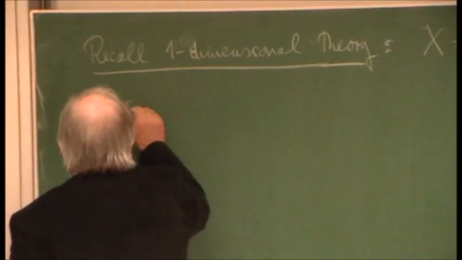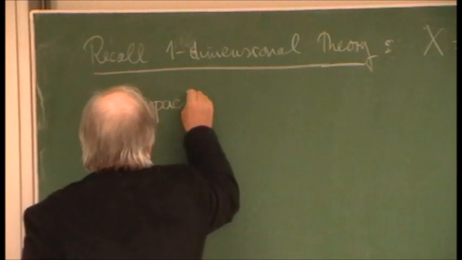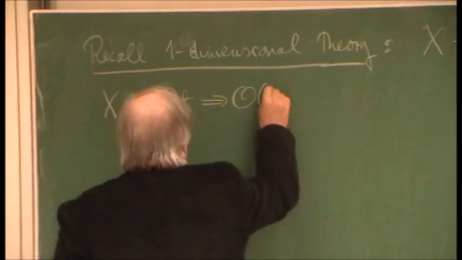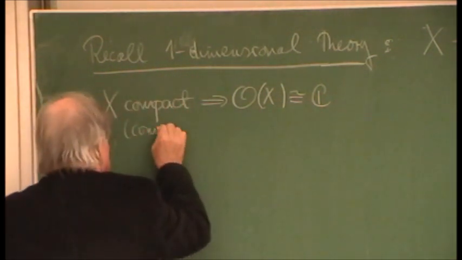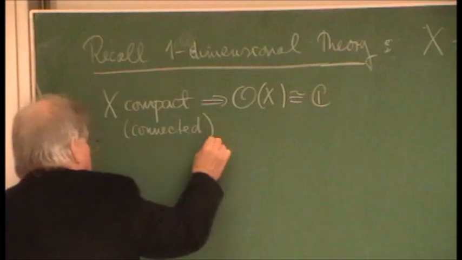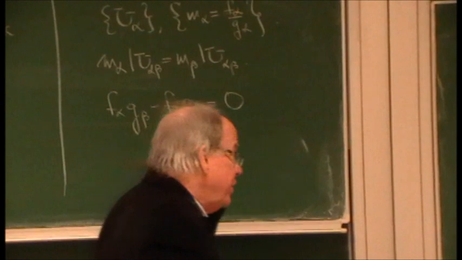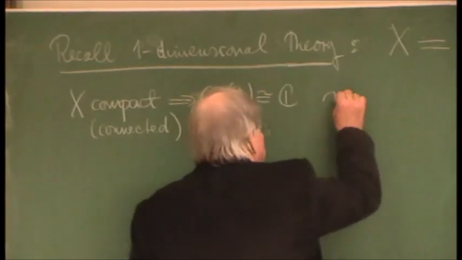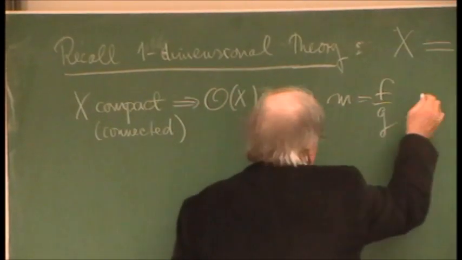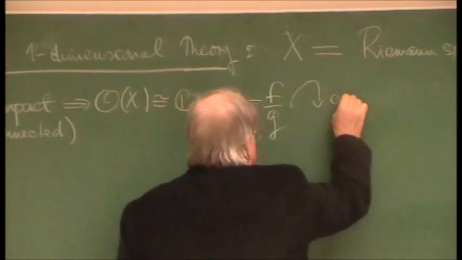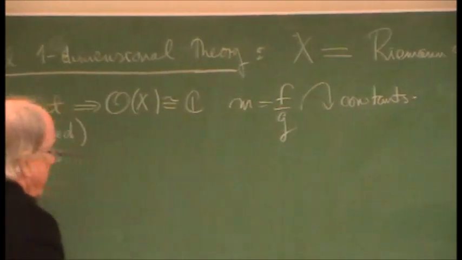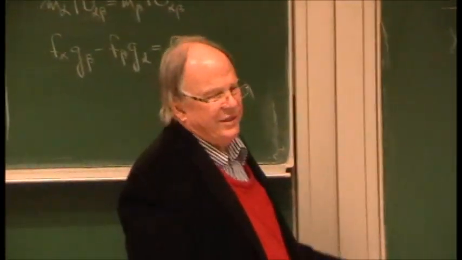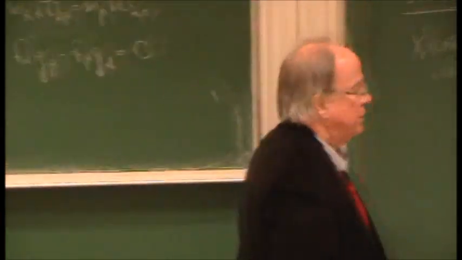So X compact, the general statement, implies that there are no holomorphic functions except for the constants. Of course, I'm assuming here connected, otherwise you can do something stupid. So there's nothing holomorphic. In particular, m equals f over g globally gives us just the constant function. So there are essentially no global meromorphic functions of that type, just the constant functions.